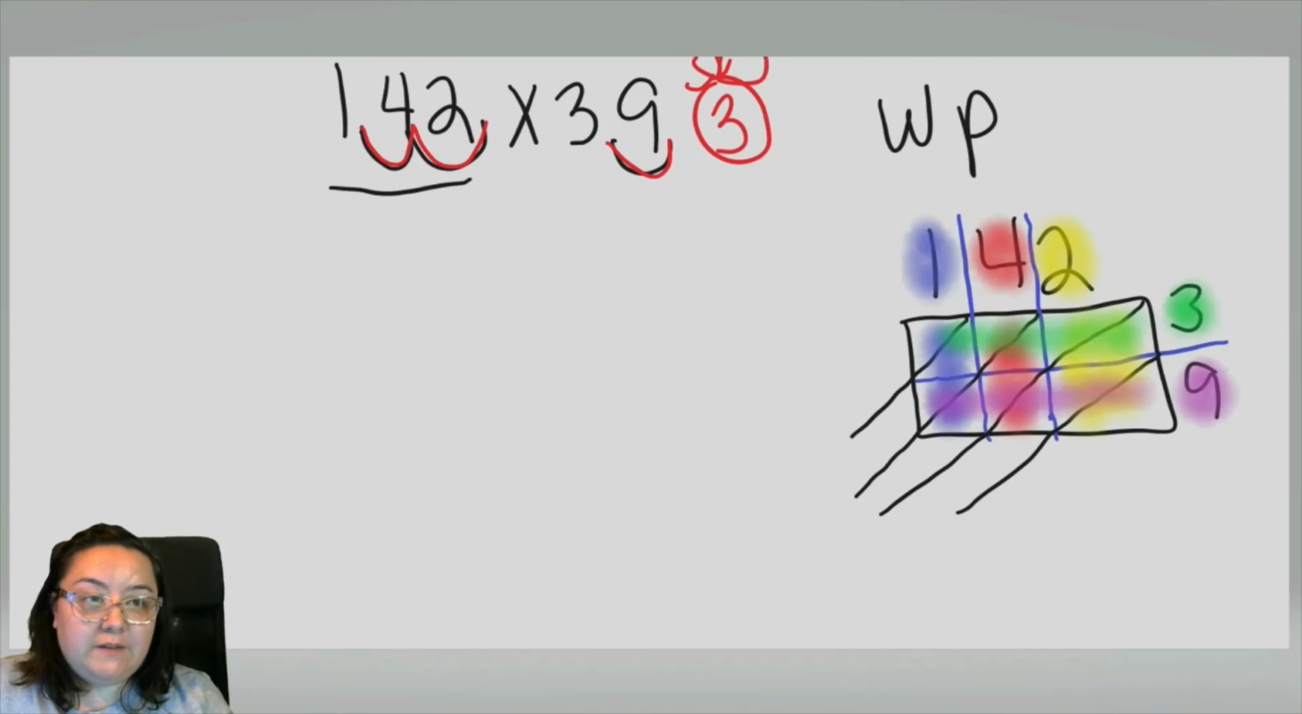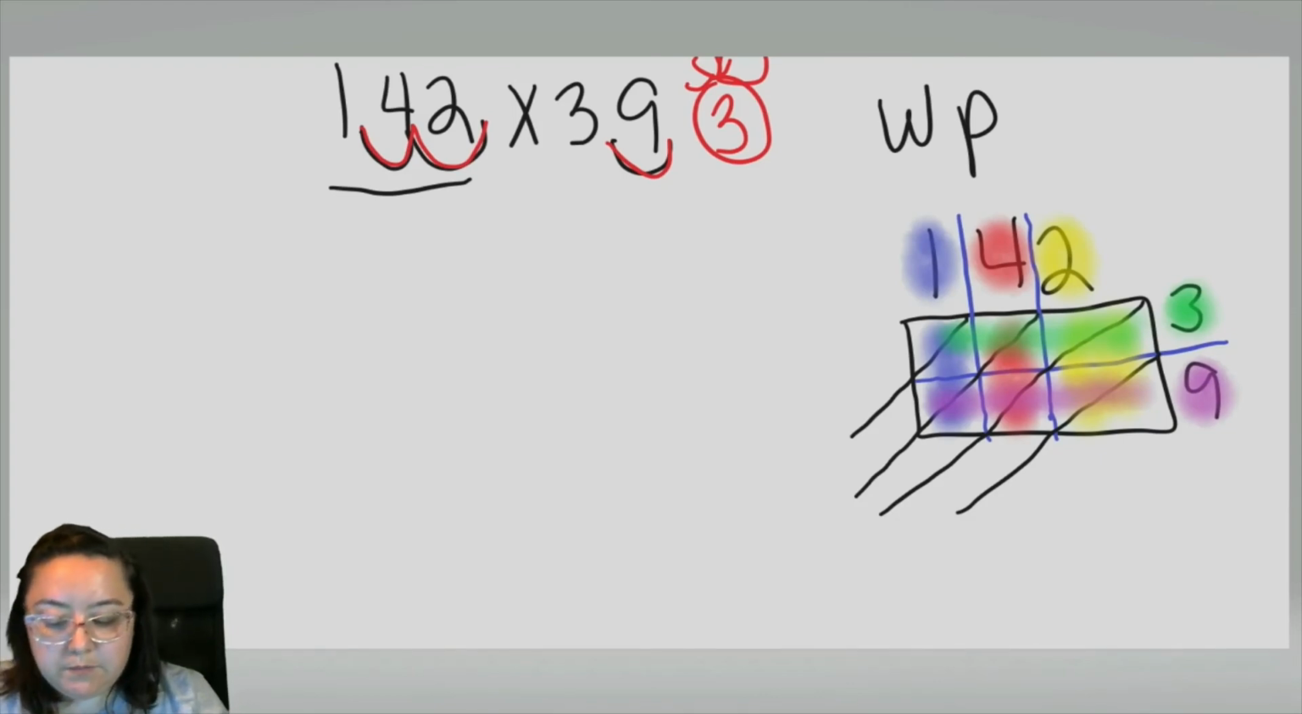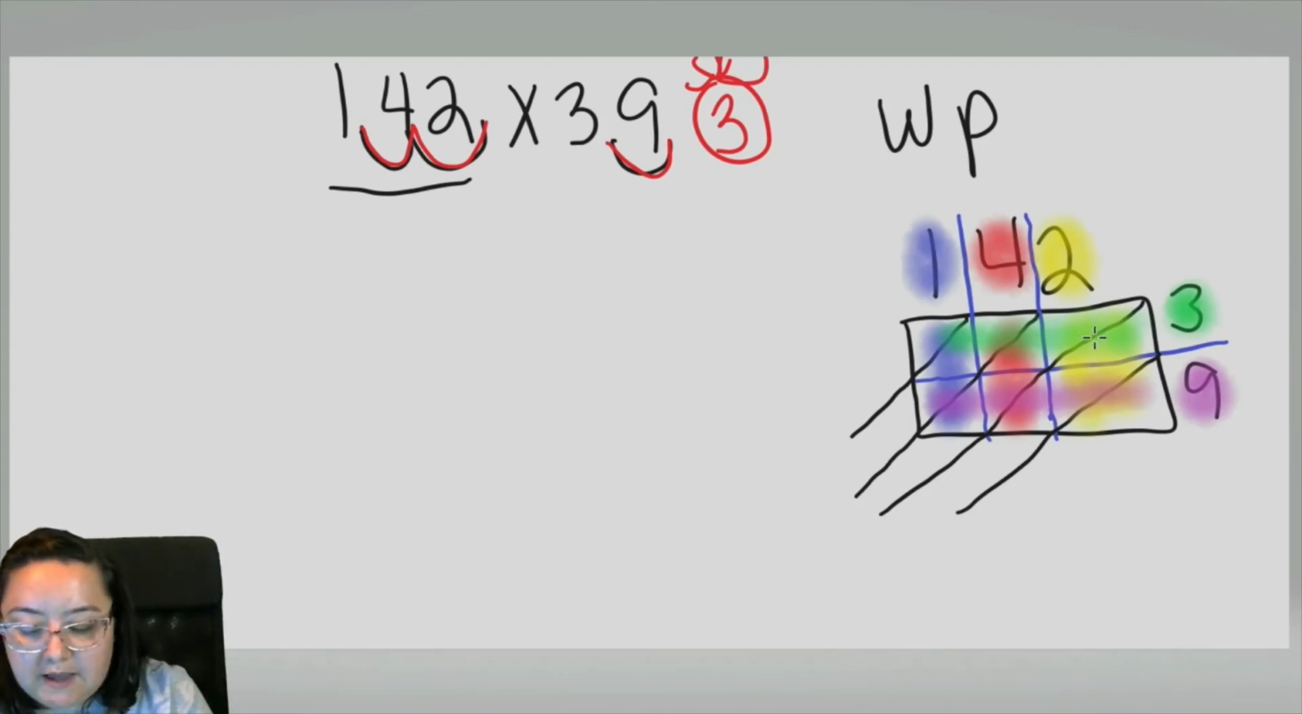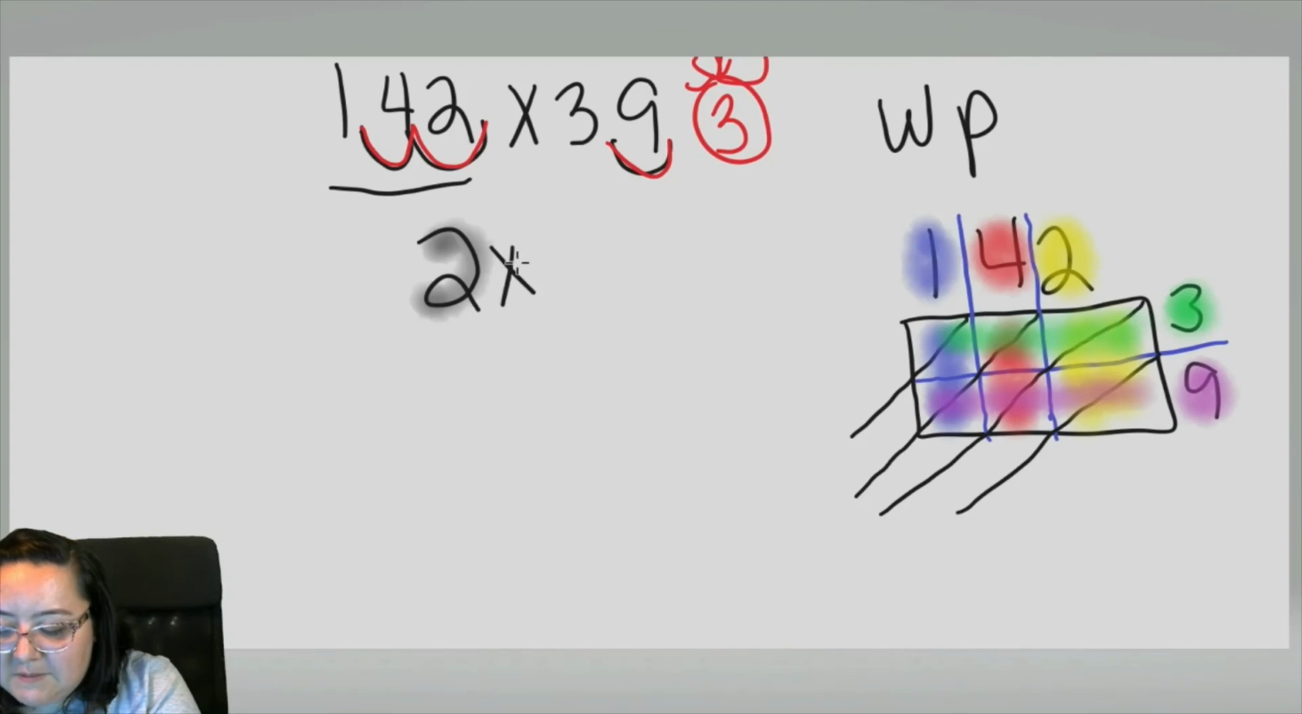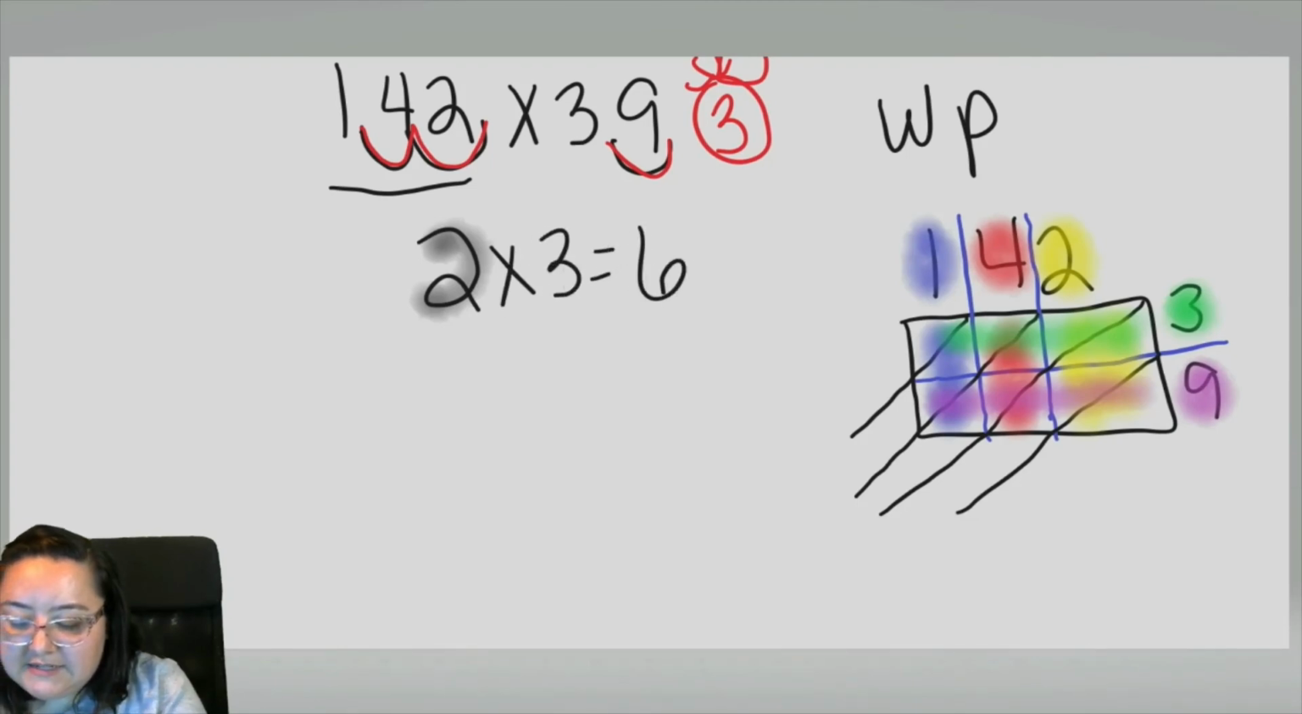That's the beauty of using this window pane method, is that as long as your numbers end up in the correct boxes, you can pretty much start wherever you would like to. But I always start here for some reason. So in this first box, I have green and yellow, my green number times my yellow number. 2 times 3 is 6.